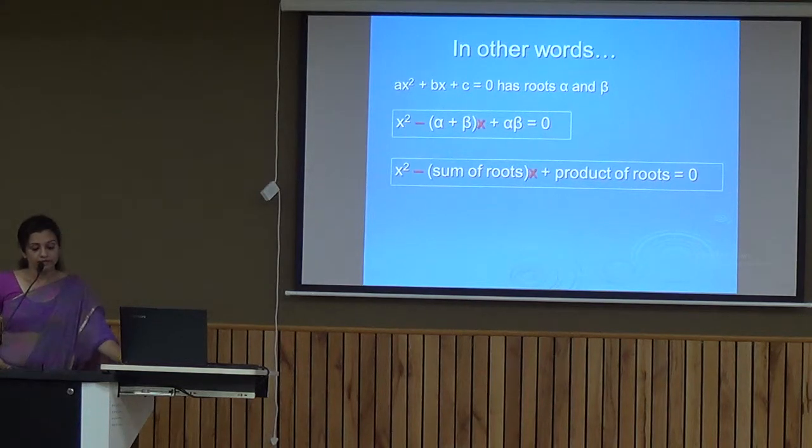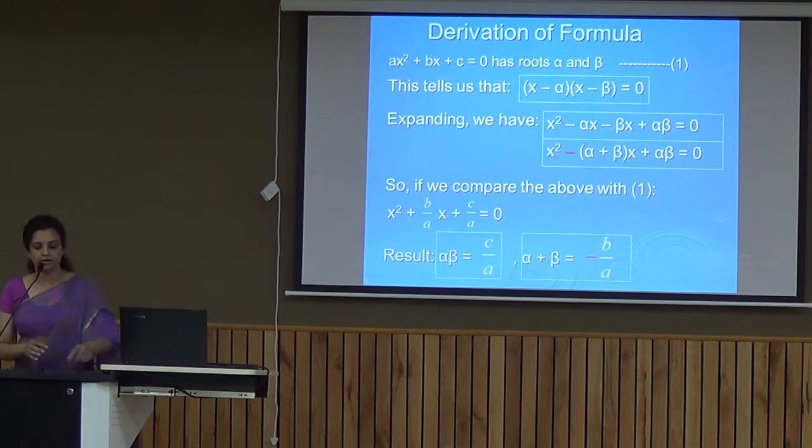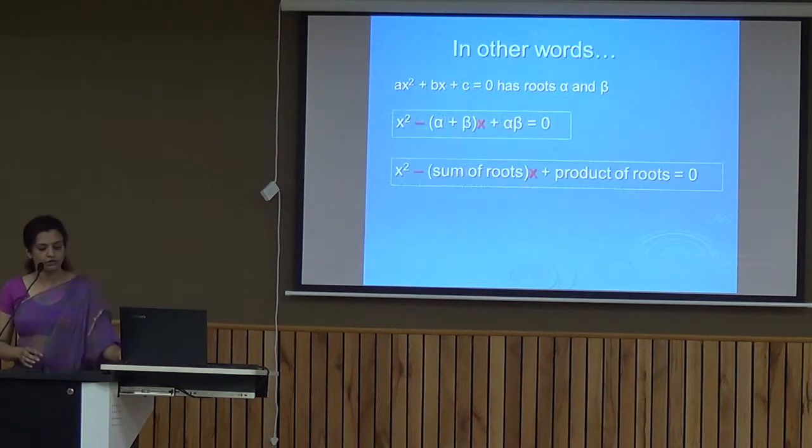In other words, ax square plus bx plus c equal to 0 has roots alpha and beta. We can always have x square minus (alpha plus beta)x plus alpha beta equal to 0. Now this gives us a very important result to remember. Whenever you've got two zeros of a given polynomial, there is no need for you to multiply like we did in the second step. You can always use this concept: x square minus sum of roots into x plus product of roots is equal to 0.